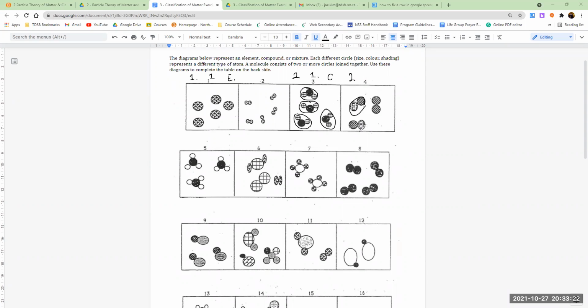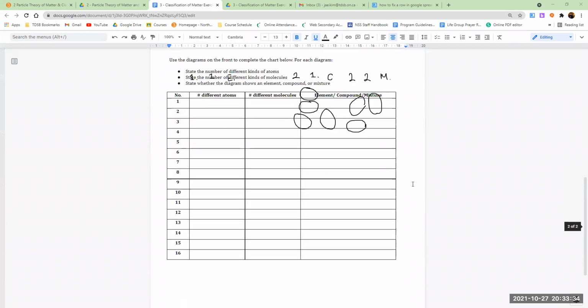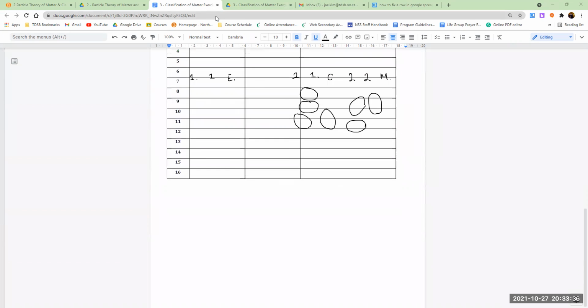However, these 2 are the same. This is clearly not. So I see 2 different types of molecules. This is going to be a mixture. That was an exercise. The answer key is available in class. Fill all that in. And then we moved on to this one.